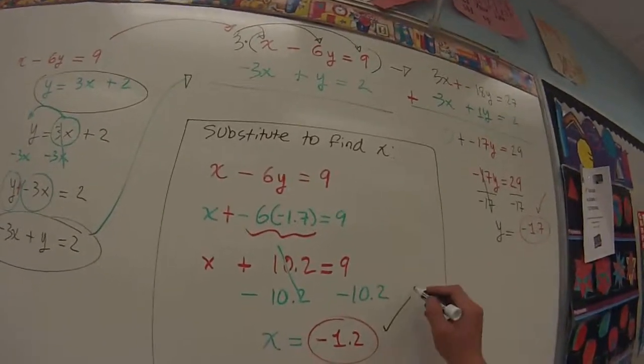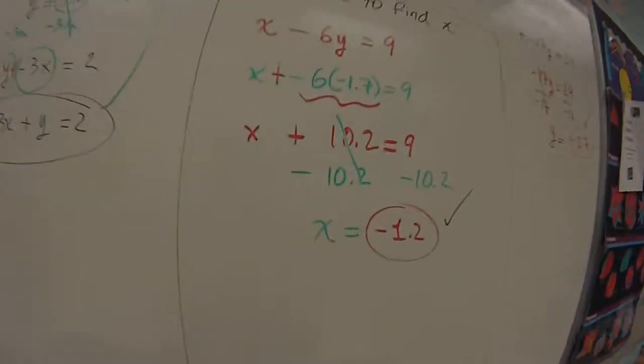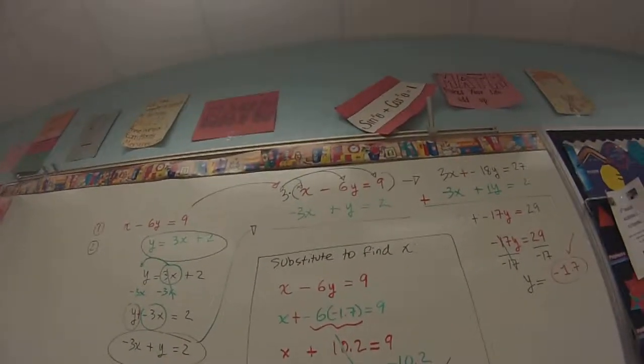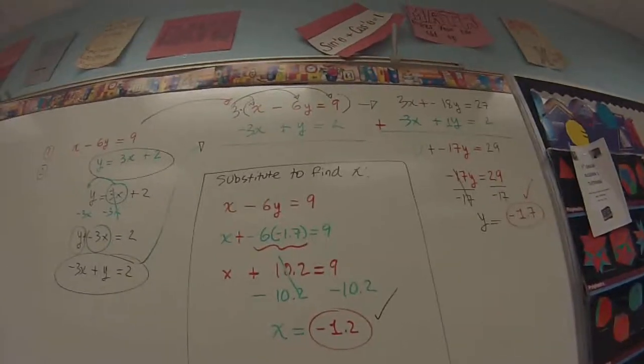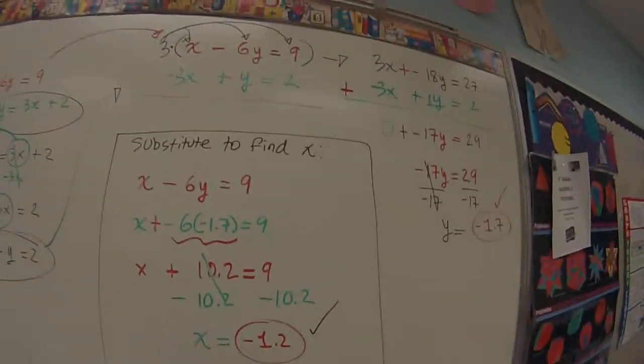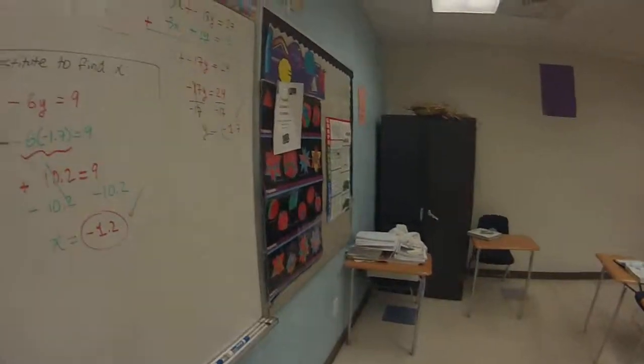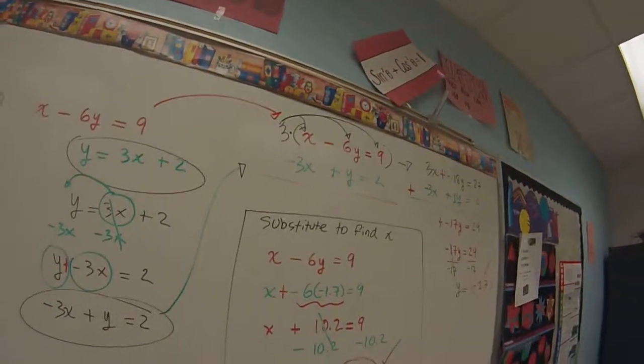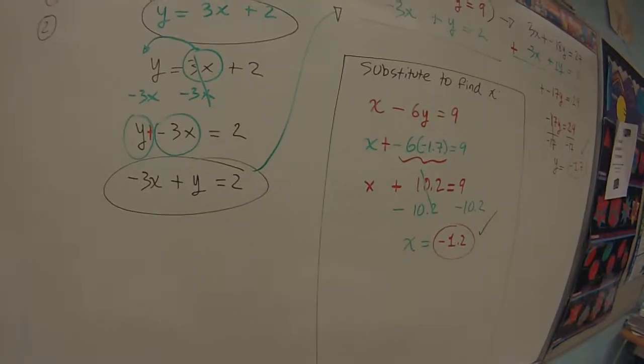So this is the elimination method, and that's how we take care of it. We eliminate either the x or the y, but we have to make sure that both equations are in standard form. You have to be aware of that. Both equations must be in standard form.